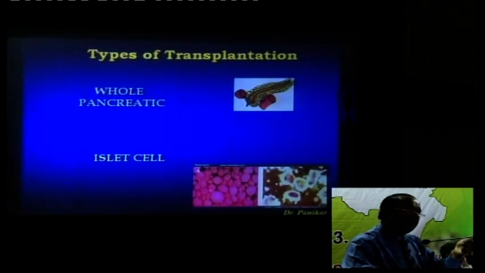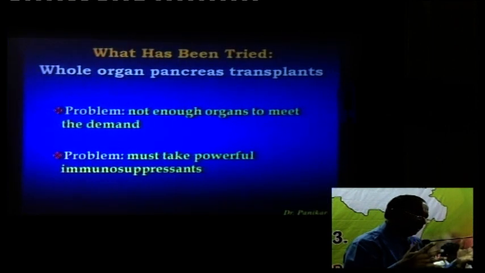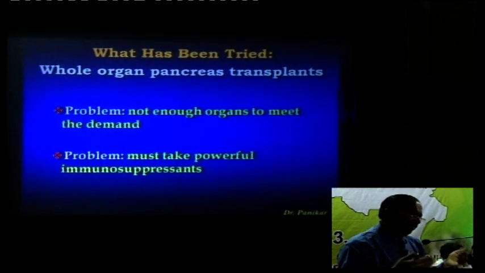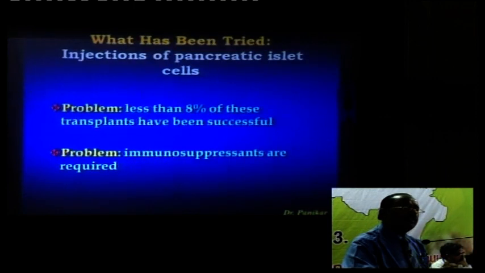So you have a whole pancreatic transplant, islet cell transplant. What is the problem with this? There are not enough organs to meet the demand. And even if you do get an organ, you need to take powerful immunosuppressants, which have their own side effects, their own morbidity and mortality associated with surgery and the drugs.